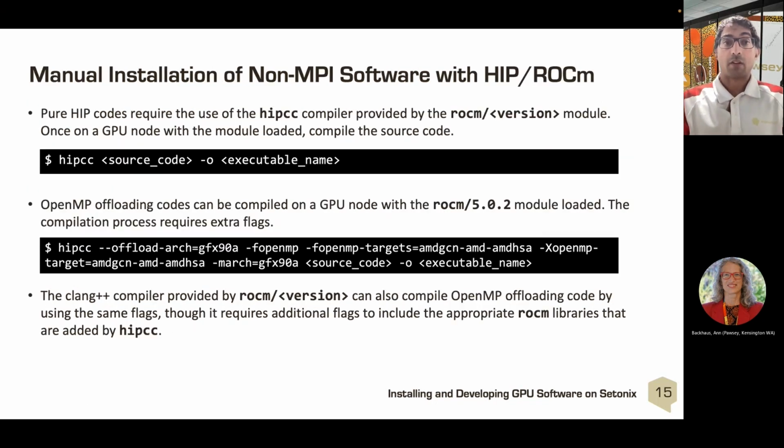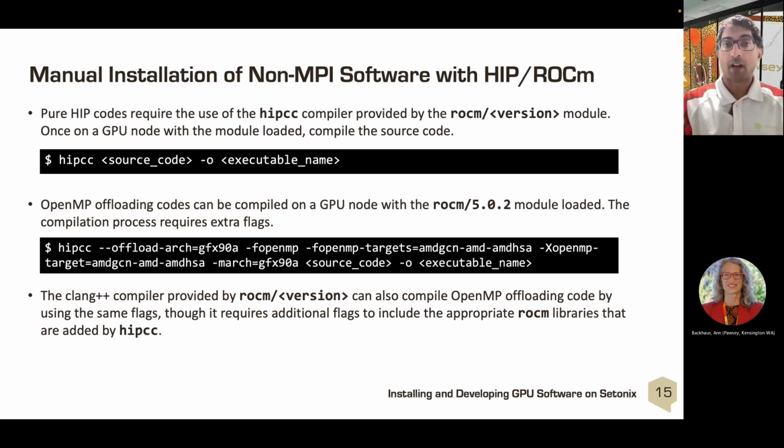Now the manual installation of non-MPI software with HIP. The idea would be, I don't have MPI software, and I have HIP-enabled code already. Pure HIP code requires the hipcc compiler, provided by the ROCm module. And once on a GPU node, you can simply invoke hipcc, compile the source code, and it will produce an executable or object files as desired.